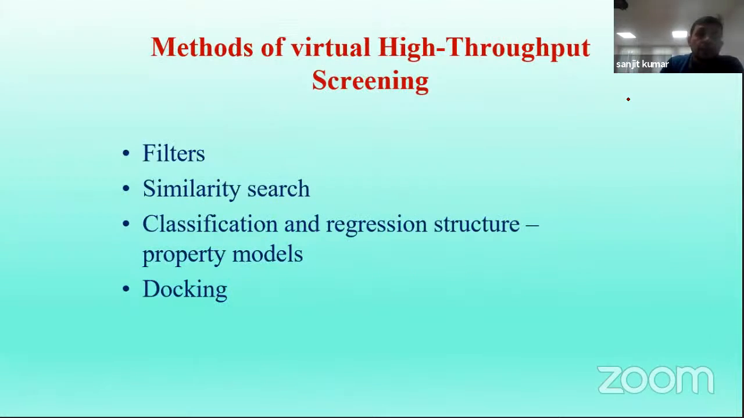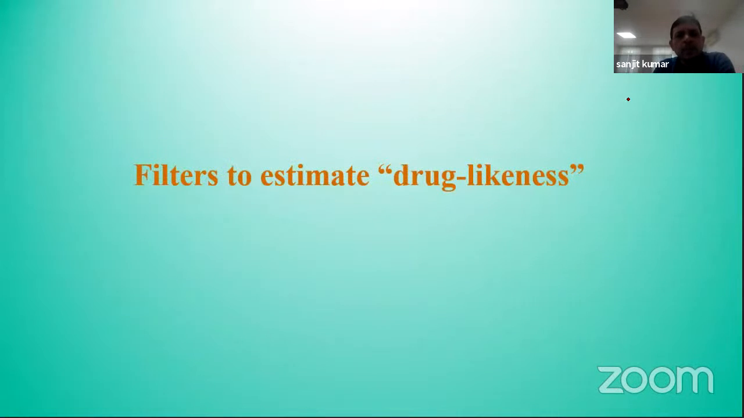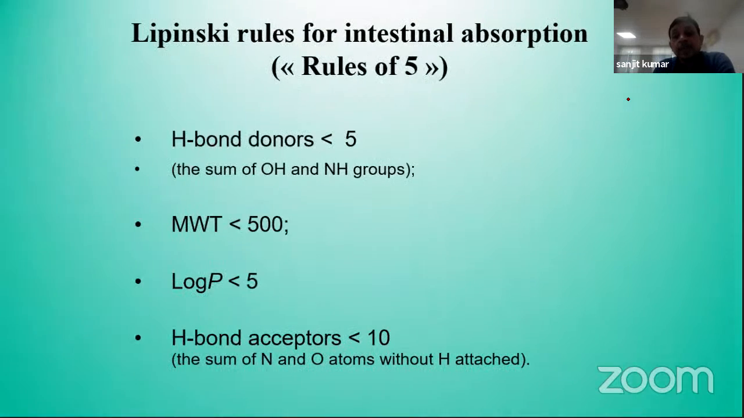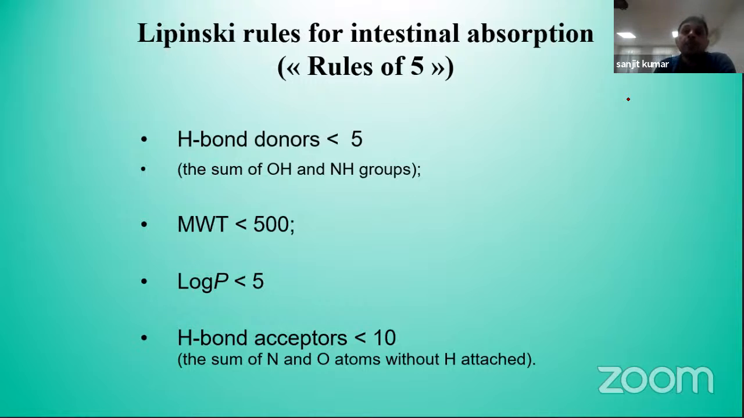targets. And the method for virtual high throughput screening: first, as I said, filter, then similarity search, classification, regression, structure-properties model, and after that docking. The best filter is that you have to see drug likeness, whether the molecule will fit in the drug category or not. I said the best one is the Lipinski rule for intestinal absorption.